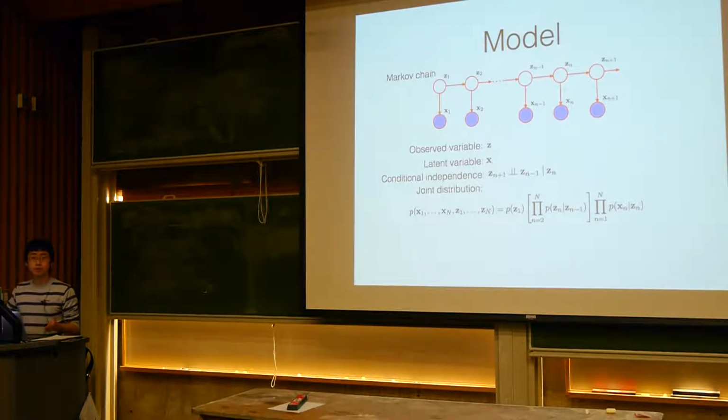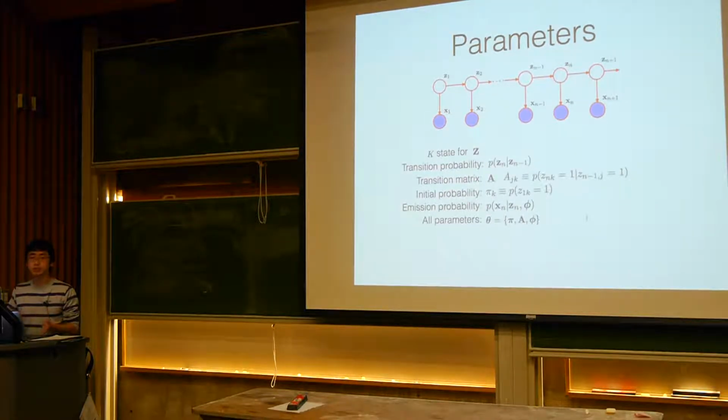So with this graphical model, we can also write out the joint distribution. Here's the prior of the first latent variable, and here are the transitions. This follows the Markov property, so zn only depends on zn-1, and the observed variable xn depends only on zn. So this is the joint distribution. Because there is a lot of independence in the graphical model, we will make use of this independence later on in all the algorithms and all the derivations.